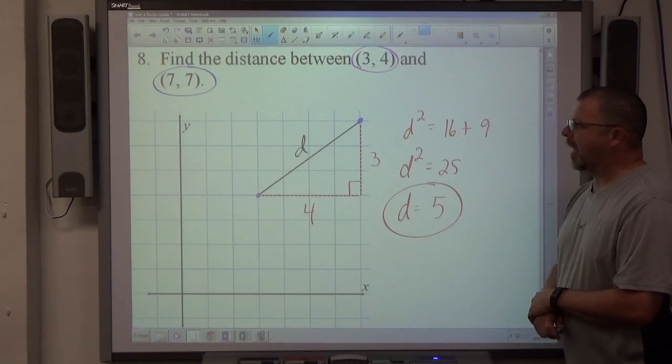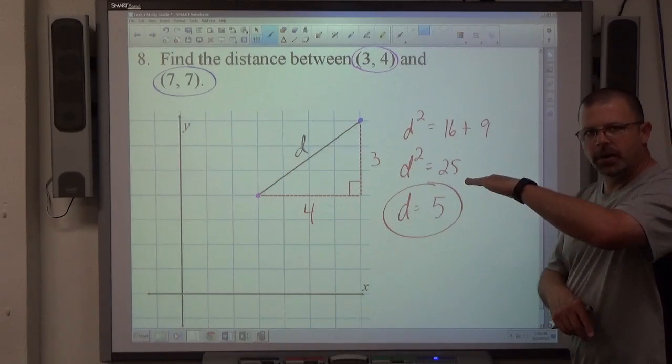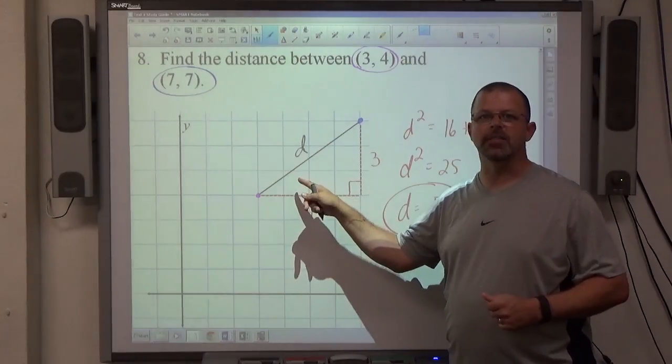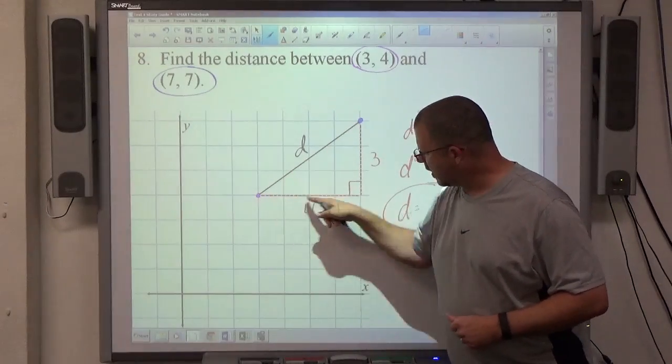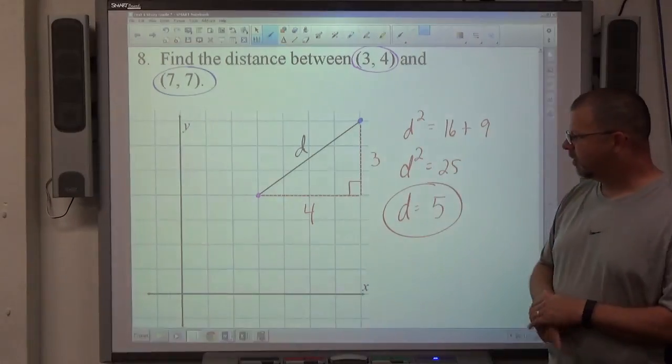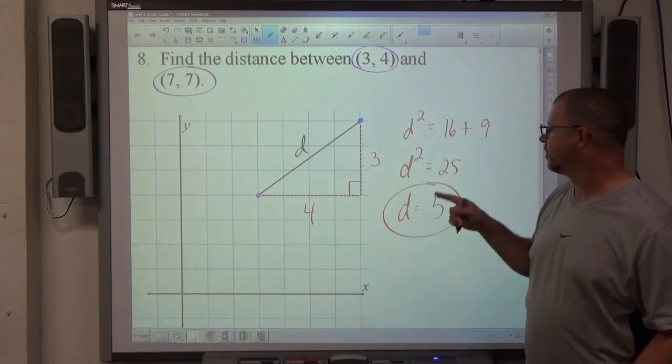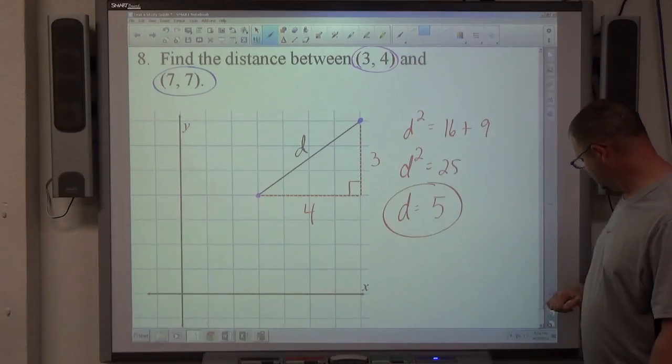If the points happen to be horizontal to one another or vertical, it's just a matter of counting. I will say on the test I would expect a slanted line each time. So with a slanted line, find your horizontal and vertical distances by counting, then use the Pythagorean theorem to find the length of the slanted piece.